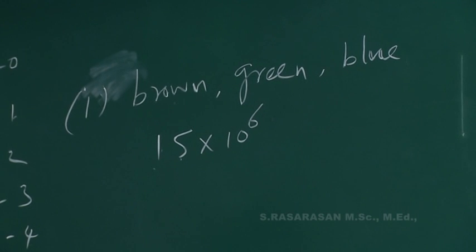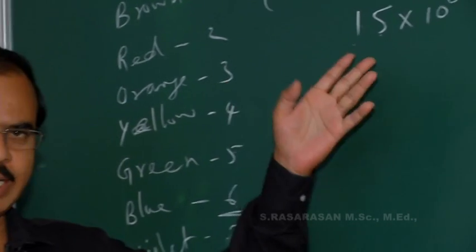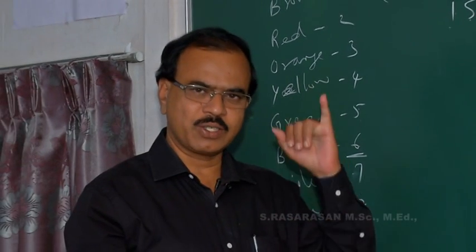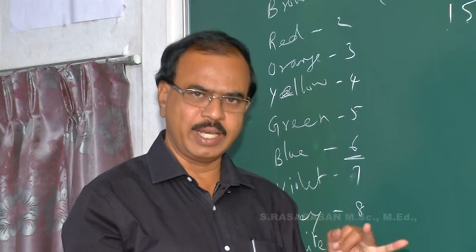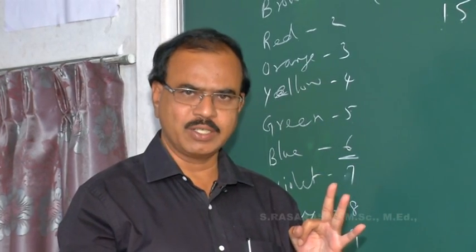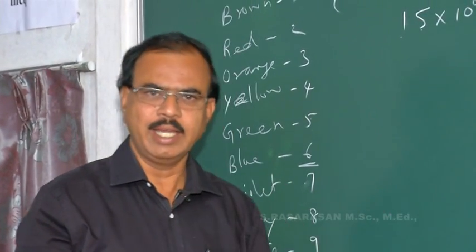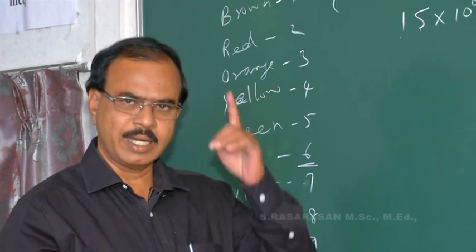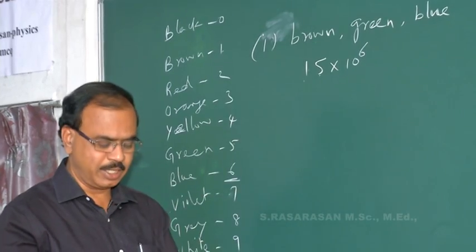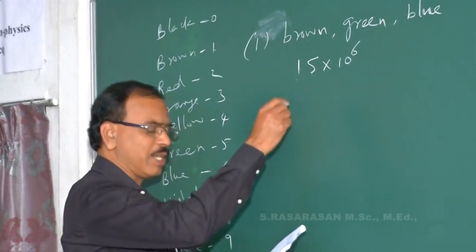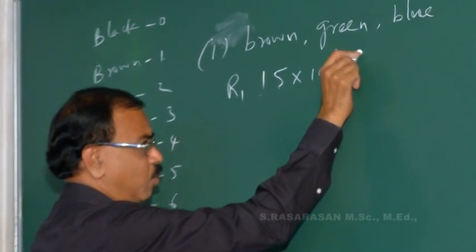This is a way to find the resistance using the color code in a carbon resistor with three colors. First color represents first significant figure. Second color represents second significant figure. Third color represents number of zeros. We have to put 6 zeros next to 15, or say 10 raised to the power of that number, that means number of zeros corresponding to that third color. So what is the resistance of the first color code resistor? R1 is equal to 15 × 10^6 ohm.